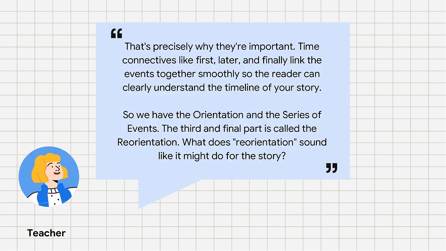That's precisely why they're important. Time connectives like first, later, and finally link the events together smoothly so the reader can clearly understand the timeline of your story. So we have the orientation and the series of events. The third and final part is called the reorientation. What does reorientation sound like it might do for the story?